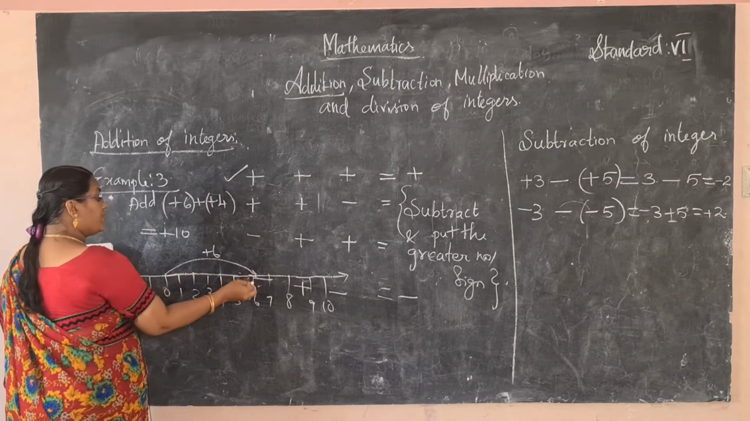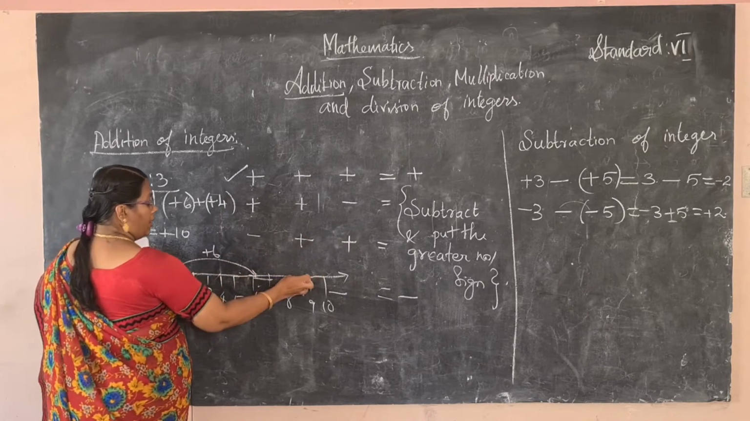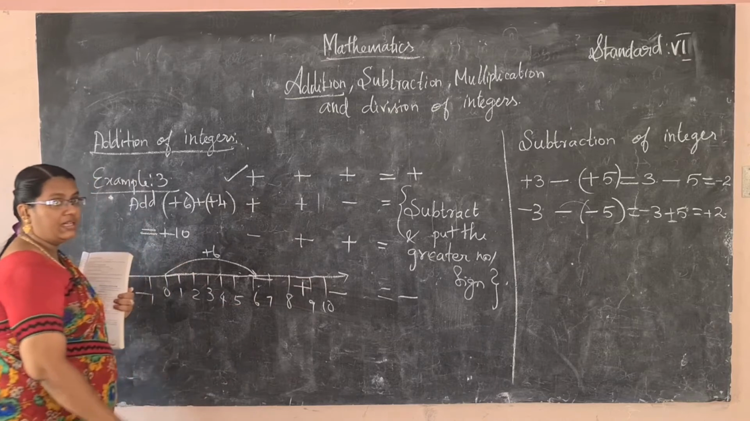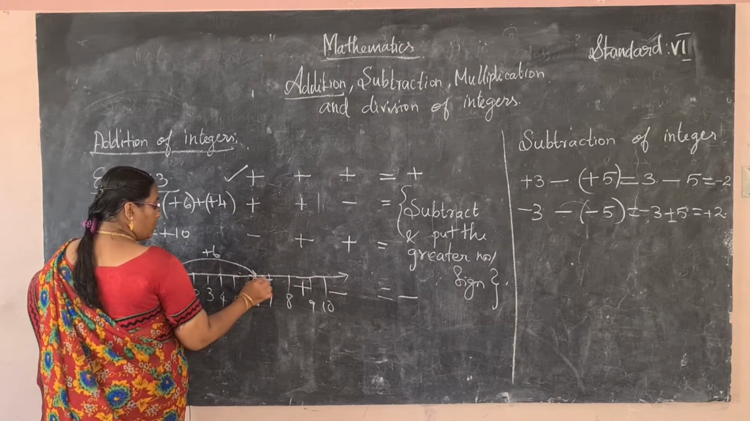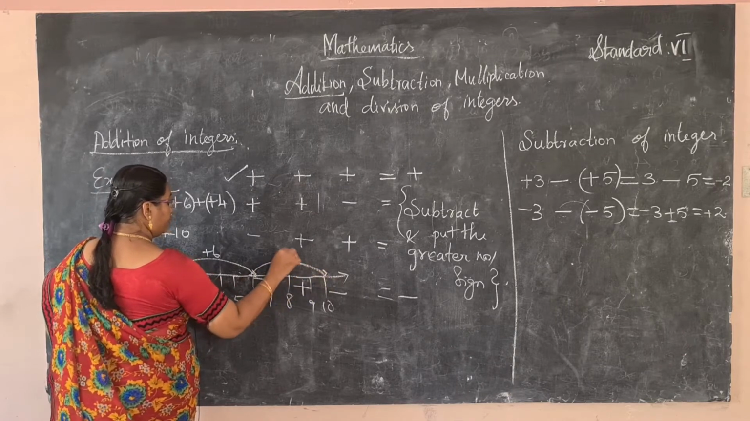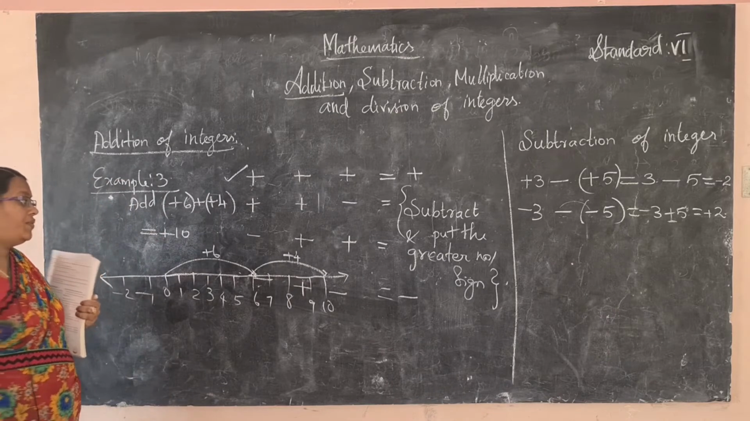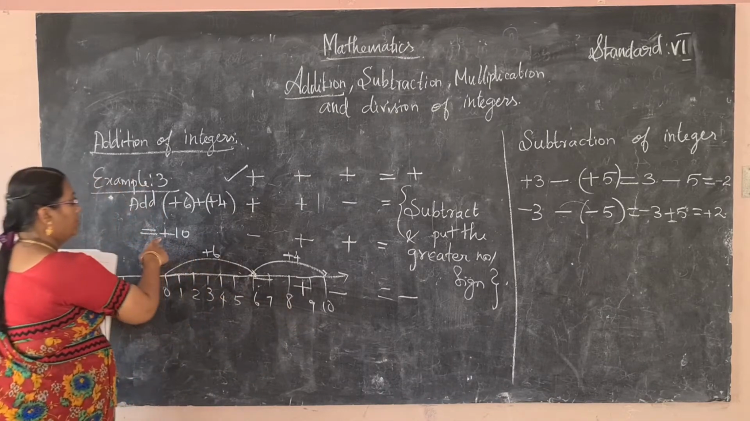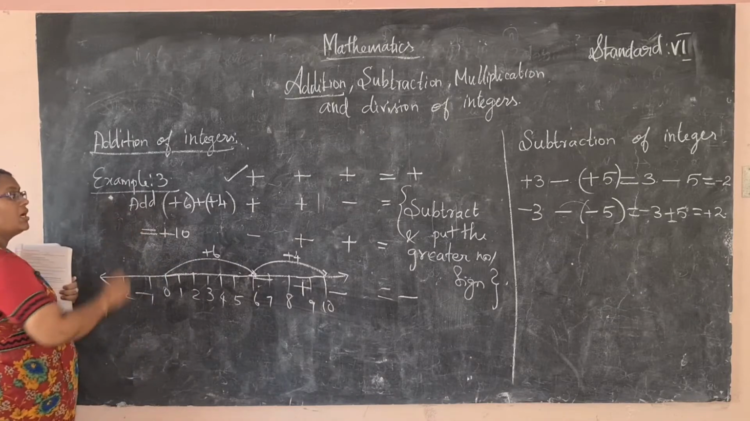Plus 4 means we add 4 positive integers to the 6. Okay, from the 6: 1, 2, 3, 4. So 6 plus 4, what do we get? 10. Okay, this is the number line for this addition.